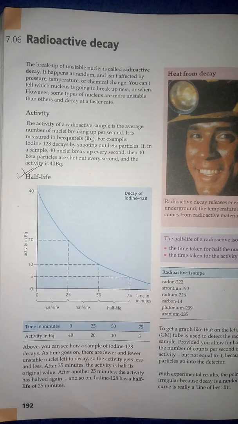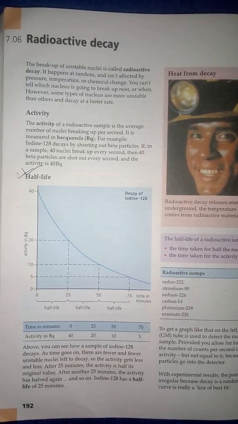So what is radioactive decay? In atoms, some of the nuclei, that is the central part of the atom, remain unstable. That means they are always ready to decay, and these types of atoms are known as radioactive atoms. They contain radioactive material, and the breakup of the unstable nuclei is known as radioactive decay. It is not affected by any pressure, temperature or chemical change. This is a natural process.